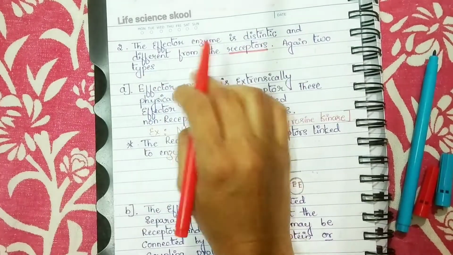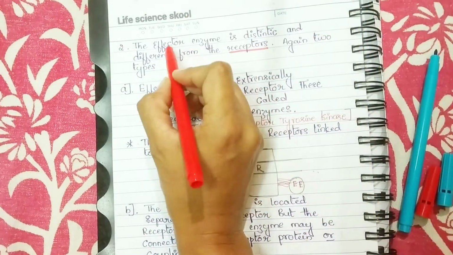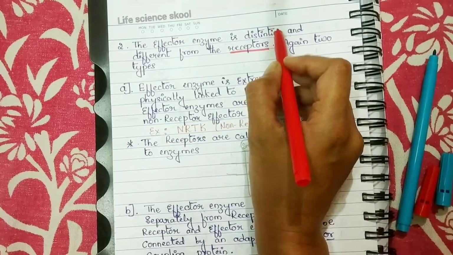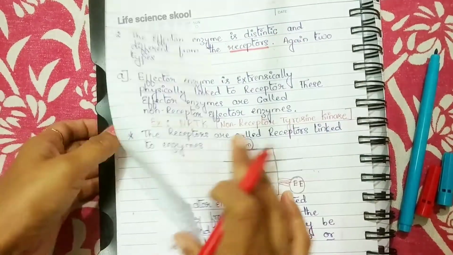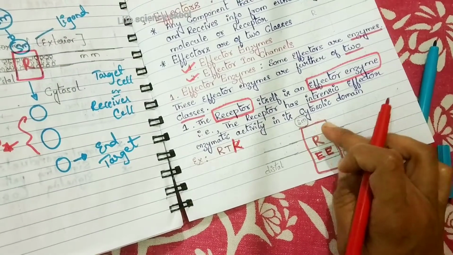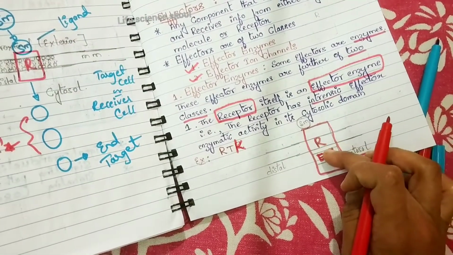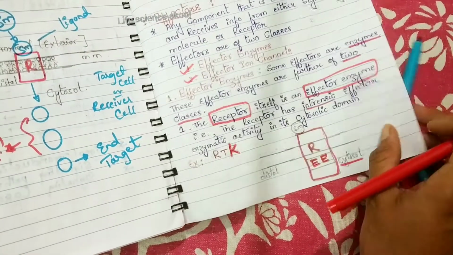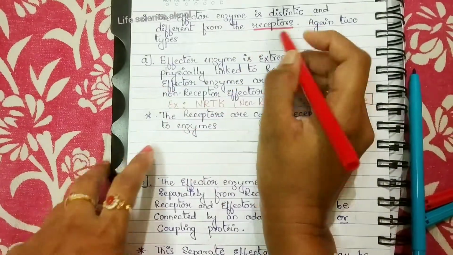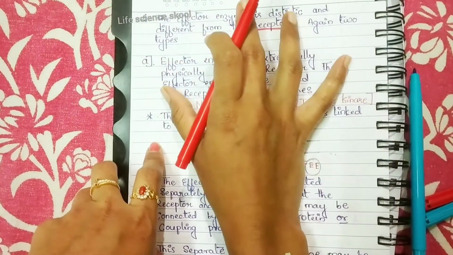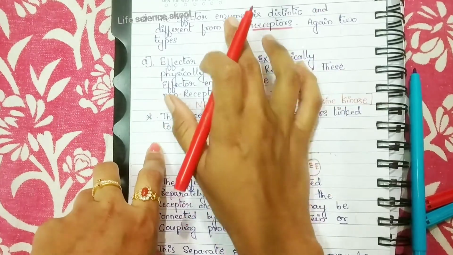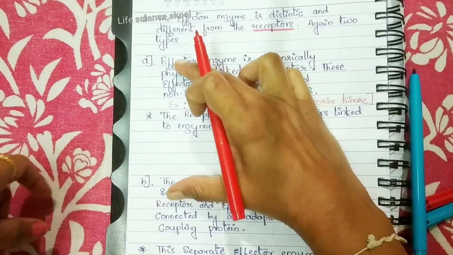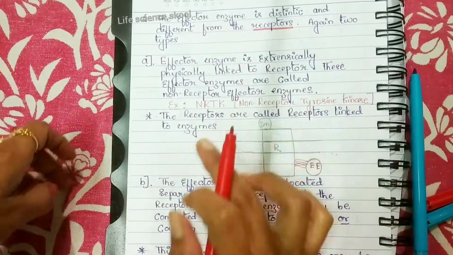Okay, here what happens in the second type: these effector enzymes are very distinct and different from the receptor. In the first type, the receptor has the effector enzymatic activity in itself. But here, the receptor and the effector enzymes are both different and distinct. In that, again in the second type, we are going to get two types. We will look at the first one here.